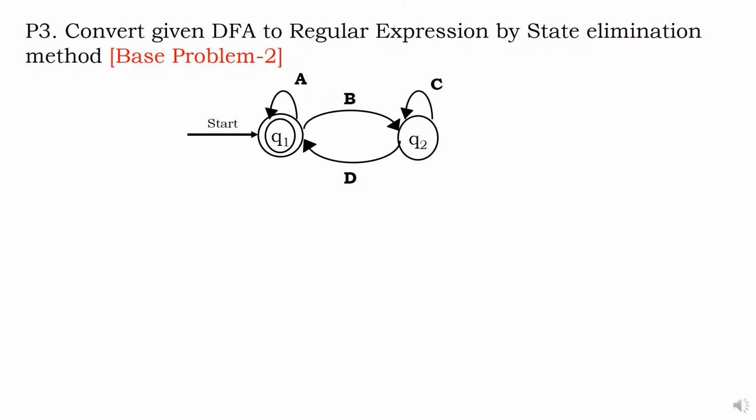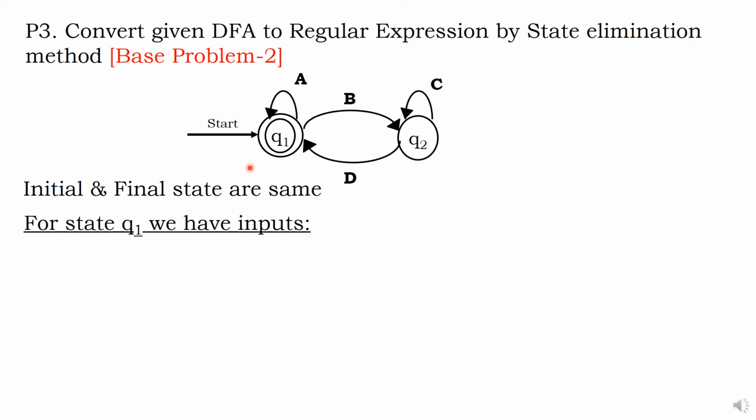Let us have base problem 2. What is the difference between base problem 1 and 2? Very simple. Same diagram. Double circle is here, which means starting and ending are the same. Initial and final states are the same. That's all. Nothing else. Now let us start the same story. If you stand at Q1, what are the inputs? A self loop. B C star D self loop.